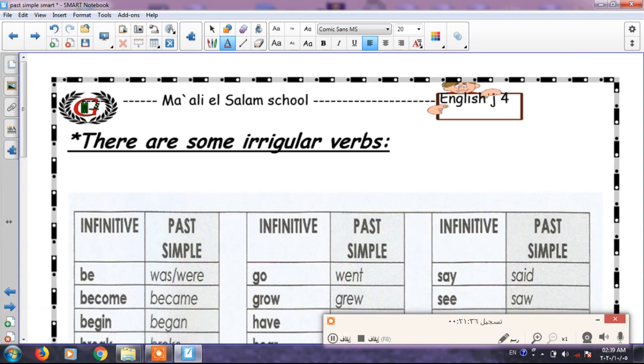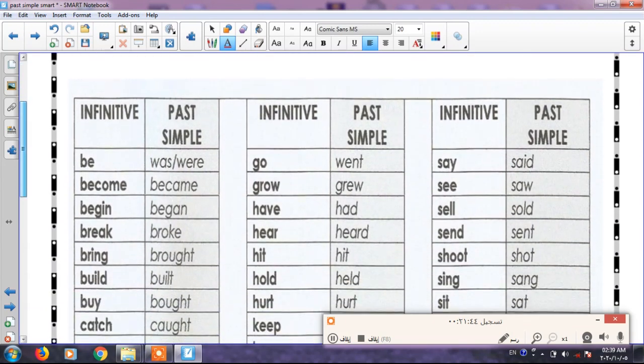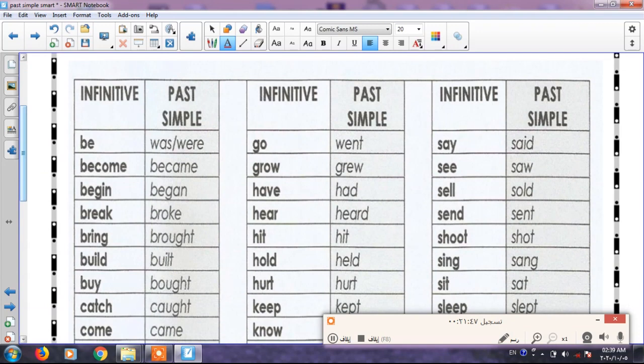Here we come to the irregular verbs. What is the meaning of irregular verbs? We have said before that I add d, ed, ied to most of the verbs, okay? But there are some verbs that must change completely. How? Here we have the verb like go. The past of the verb go is went. Did I add d? Did I add ed? Did I add ied? No. The verb is completely changed.